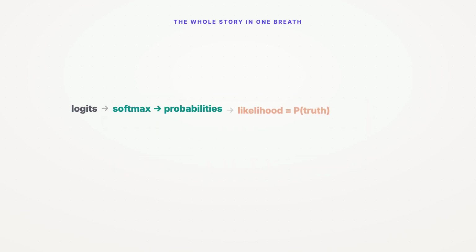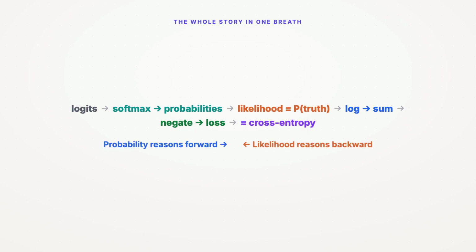So here's the whole story in one breath. Logits become probabilities through softmax. The probability of the true answer is the likelihood. Maximum likelihood means making the truth probable. We take the log so multiplication becomes addition, and we flip the sign so maximizing becomes minimizing. That negative log likelihood for classification is exactly cross-entropy. Probability reasons forward, likelihood reasons backward. And that one elegant idea is quietly training almost every model in modern machine learning.